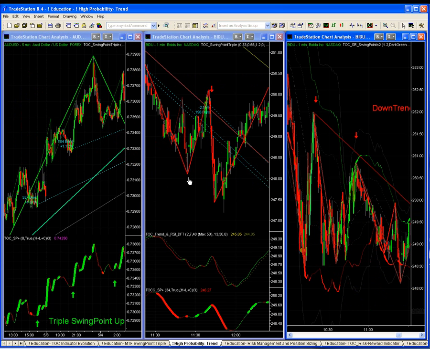So those are high probability trend trades, and how we can get into those trends knowing what the trend is, with our multiple time frame swing point and different tools to get into those trend entries.